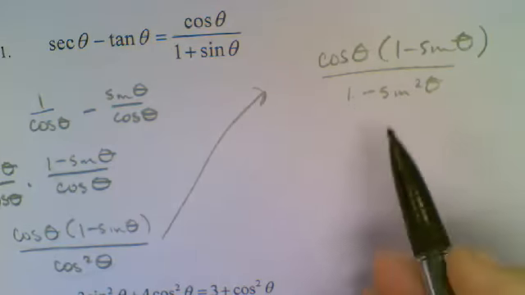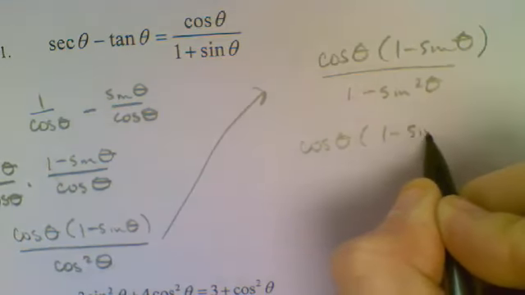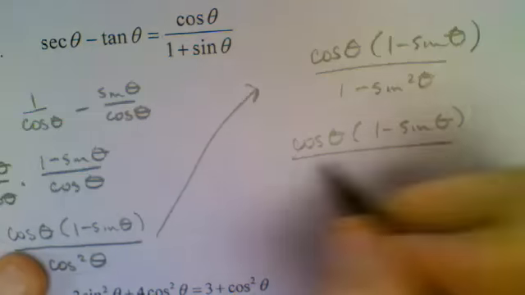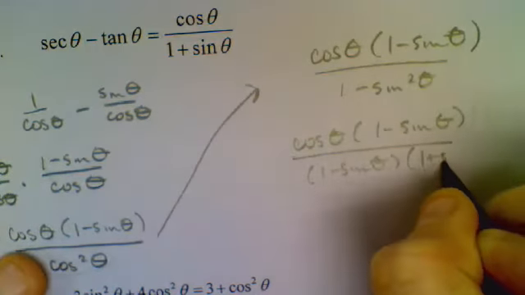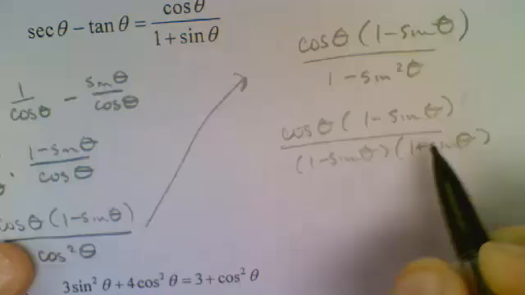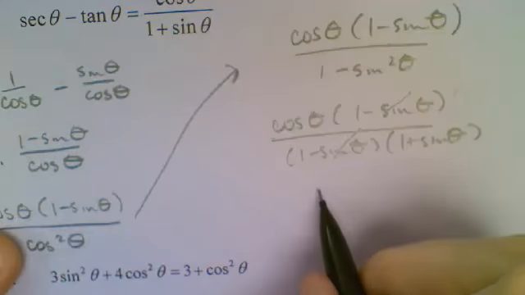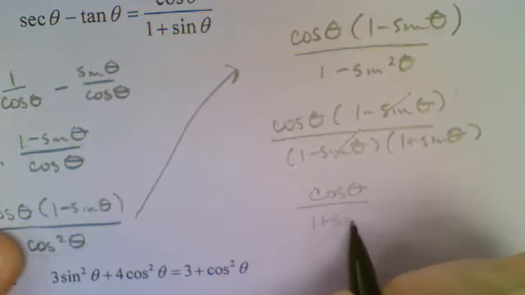That's the difference of squares. It factors into 1 minus sine times 1 plus sine. The denominator factors into 1 minus sine times 1 plus sine. And then I see that the 1 minus sines cancel out, so I'm left with what I wanted, cosine of theta over 1 plus sine theta.